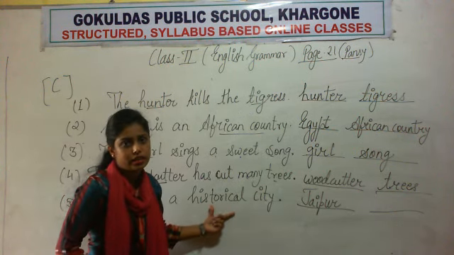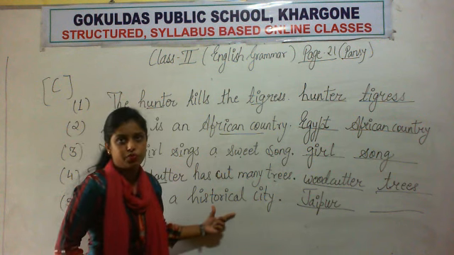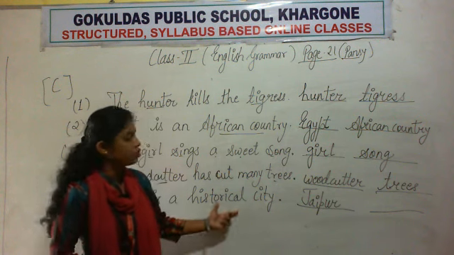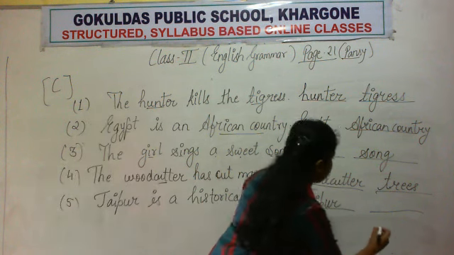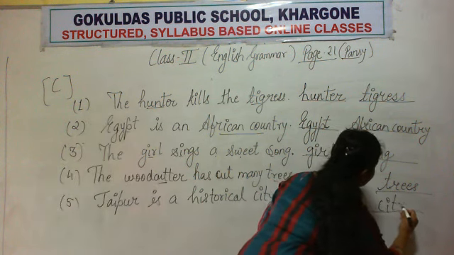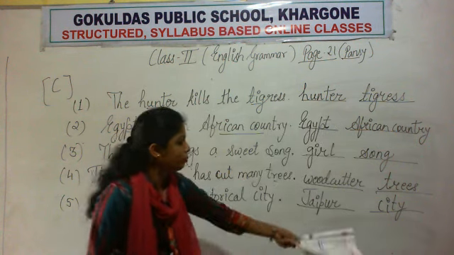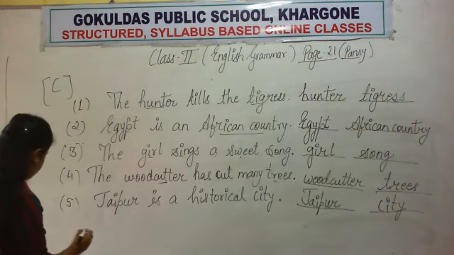Then Jaipur is a historical. Historical is not a noun. Okay, it is an adjective. We will study adjectives later on, but it is not a noun. City is शहर. City is a noun. CITY, city. ठीक है, it is a place. Jaipur is also a place. It is a noun. Then number 6.